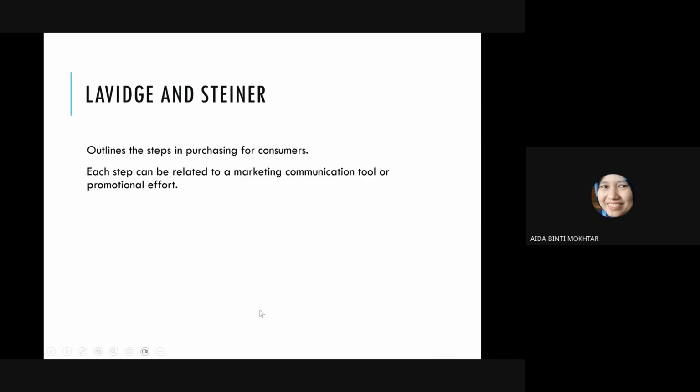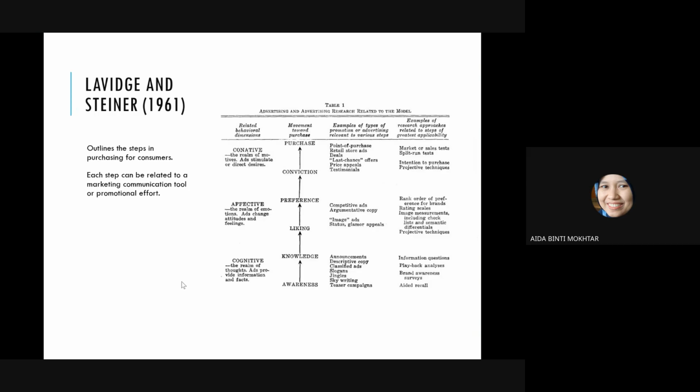Okay, so Lavidge and Steiner is something that you'll use, and it outlines the steps in purchasing for consumers. And each step can be related to a marketing communication tool or promotional effort. So when you talk about Lavidge and Steiner, there are different steps. It goes from awareness to knowledge to liking to preference to conviction and then to purchase. So these are the steps that are taken by customers when they purchase.